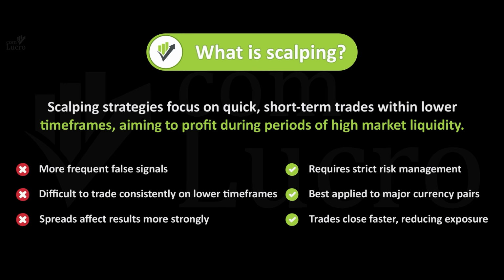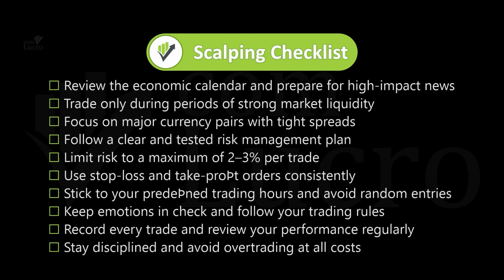Because scalpers operate on these smaller time frames, they face more false signals and must manage risk with precision. It's also best to focus on major pairs with tighter spreads, since every pip counts when targeting moves of just 10 to 20 pips. Most trades are completed within an hour, making scalping perfect for traders who want quick results without spending too much time on the charts. So, here's a quick checklist every scalper should review before analyzing the market and placing trades.